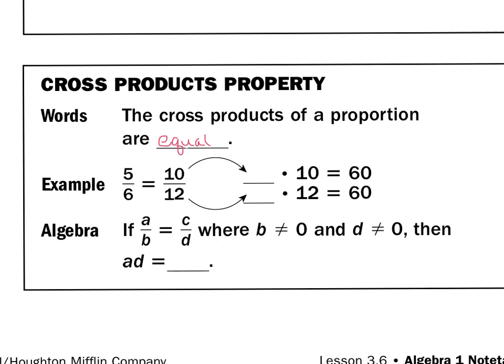So in our example, when you draw this x here, you create these cross products, 6 times 10 and 5 times 12. Well, 6 times 10 is 60, and 5 times 12 is 60. Those are cross products, and we're going to be using that to set things equal to each other and then solve an equation. So in this case, right here in algebra, A times D is equal to B times C. And of course, because you cannot have 0 in the bottom of a fraction, B and D cannot be 0.